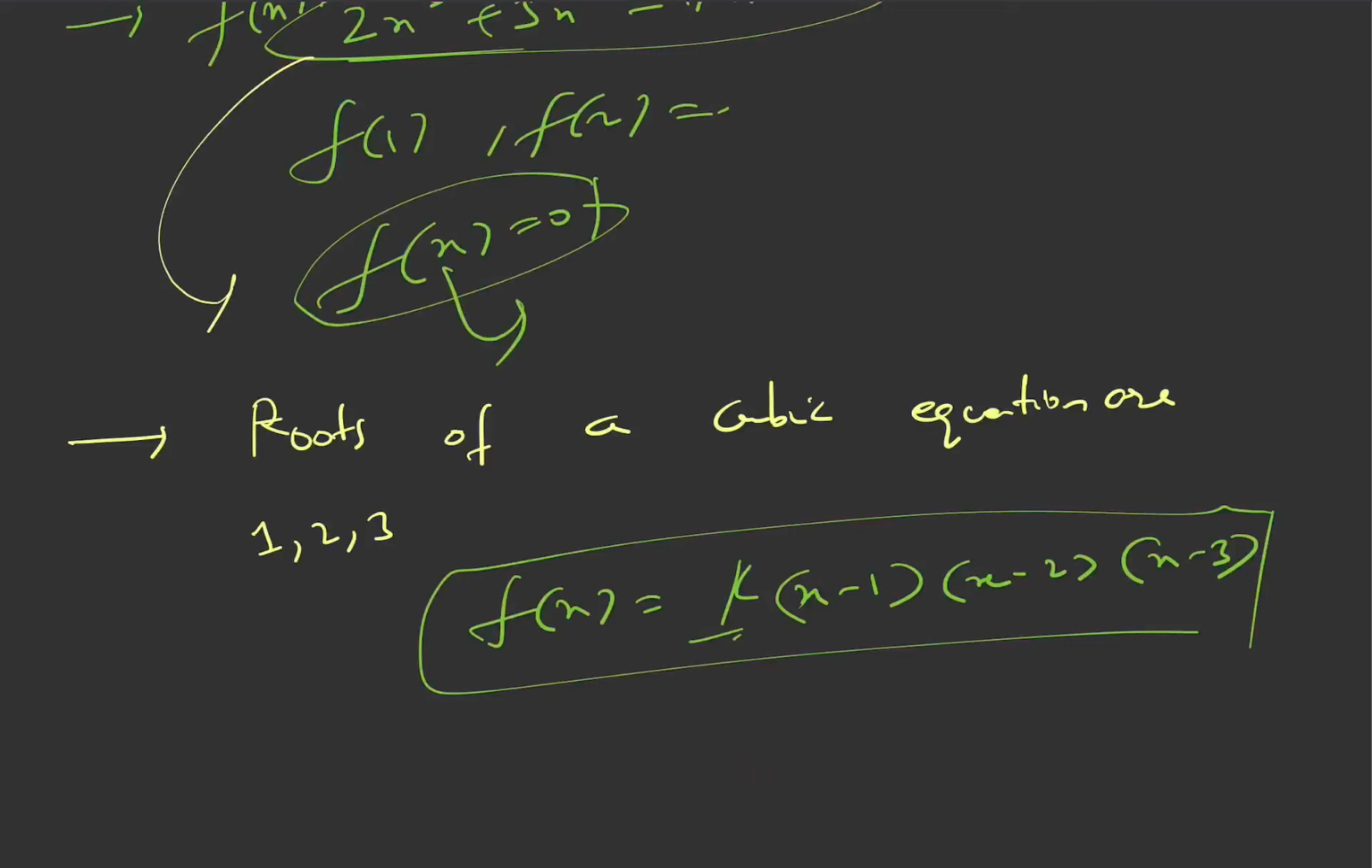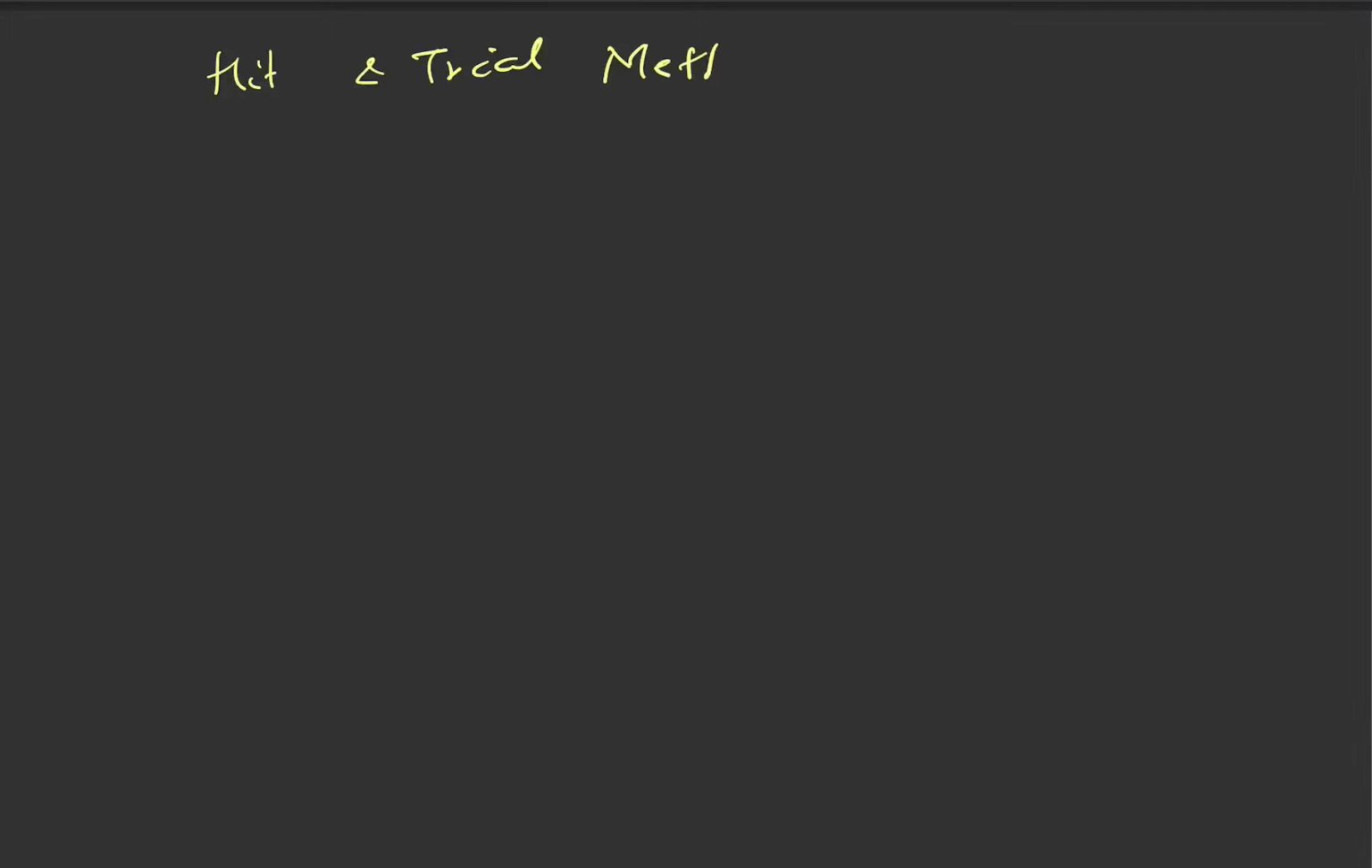So that's why I am stressing on this point that the most important thing of a polynomial are its roots. If you can find the roots of a polynomial, then you know everything about that polynomial. So we will try to find the roots of a cubic equation by hit and trial method, to find roots.